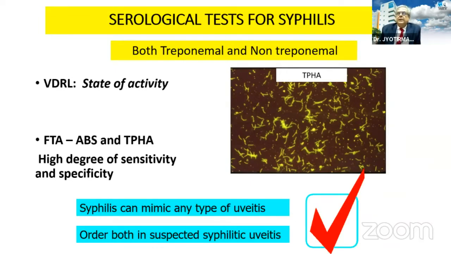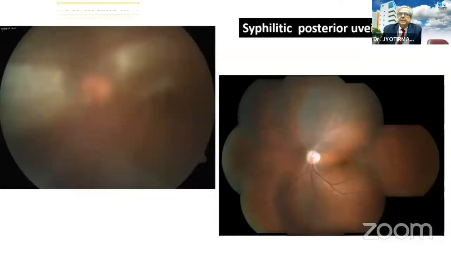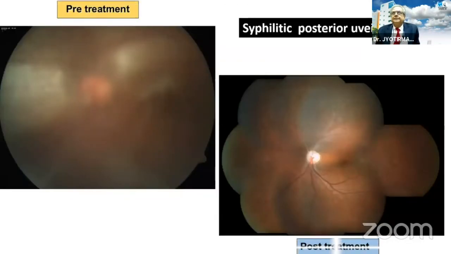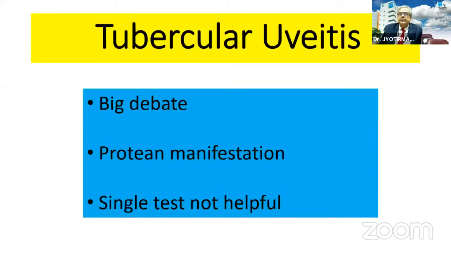I do serological tests, both non-treponemal and treponemal. The non-treponemal test is for the state of activity, and FTA-ABS and TPHA have a high degree of sensitivity and specificity. This is a case of syphilitic posterior uveitis, and you can see the diagnosis can be made by both non-treponemal and treponemal tests. And there is a marked resolution after intramuscular injection of penicillin.